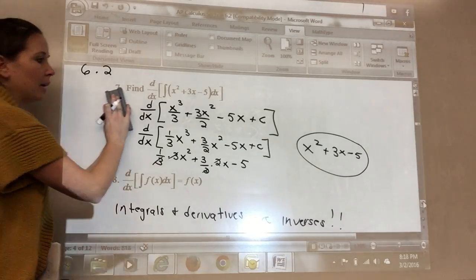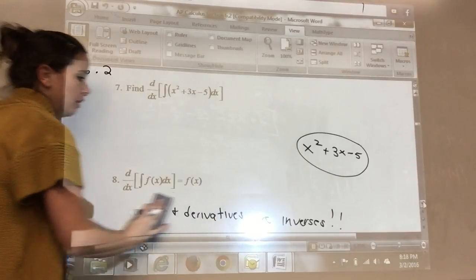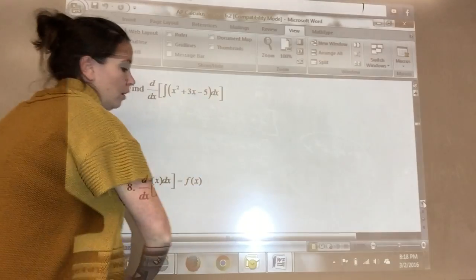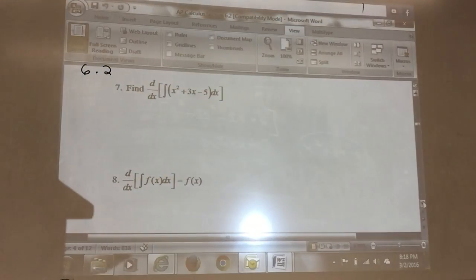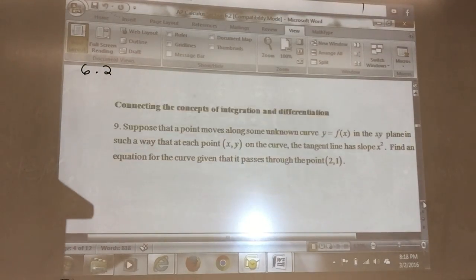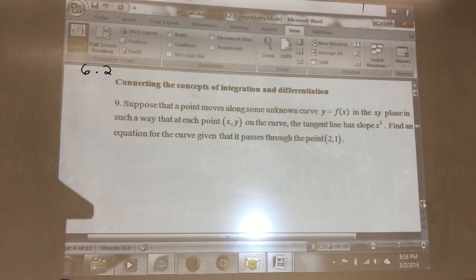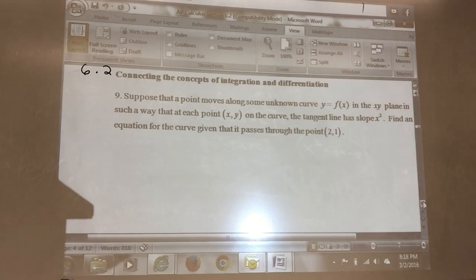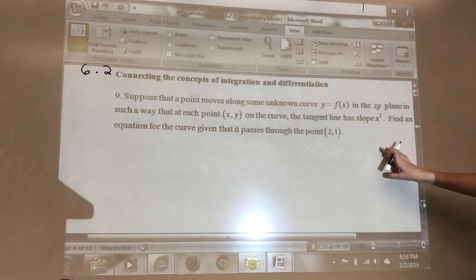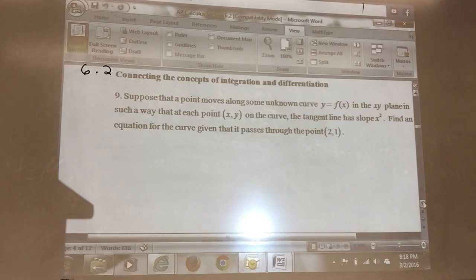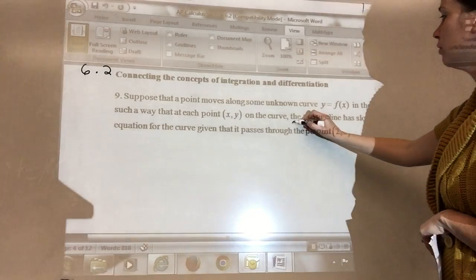We have one major topic left in these notes. Okay, these are kind of cool problems. Connecting the concepts of integration and differentiation. Okay, so let's take a moment and read this to yourself. Okay, so let's focus right here.